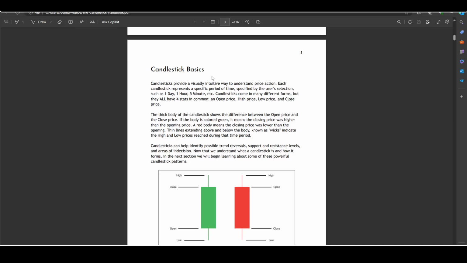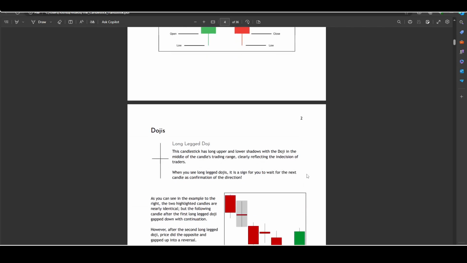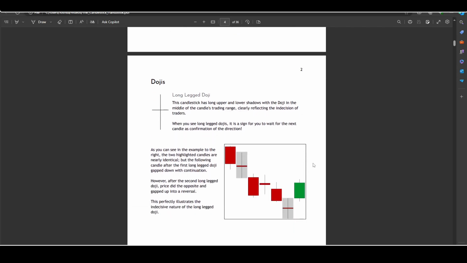Now that we understand what a candlestick is and how it forms, in the next section we will start learning about some of these powerful candlestick patterns. And of course, if you guys have any favorites, mark them off as we go along. Dojis. We're going to start with dojis because I'm really happy he put this first. These are the perfect starting point for understanding candlestick patterns.